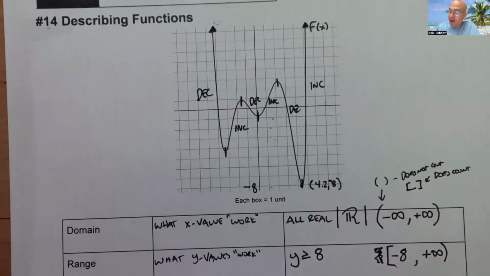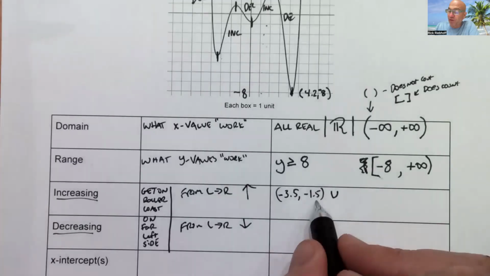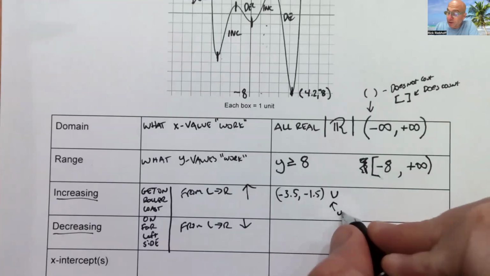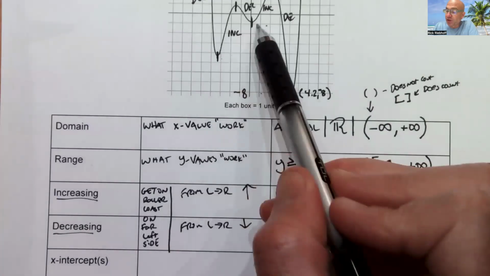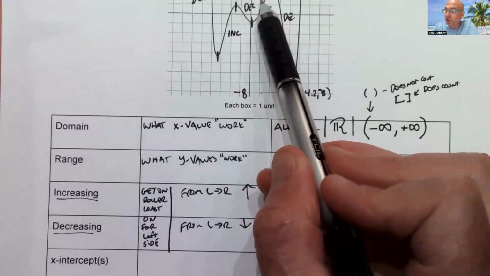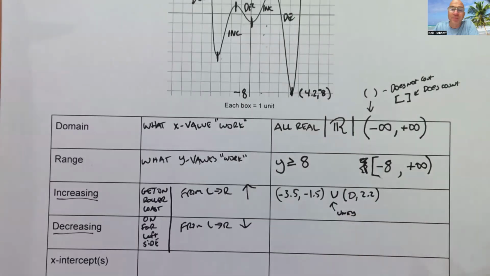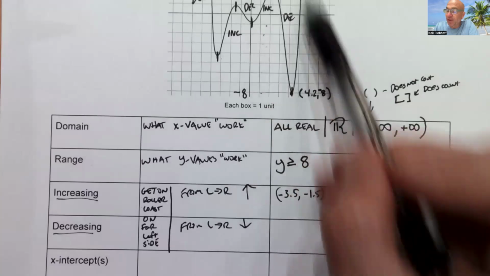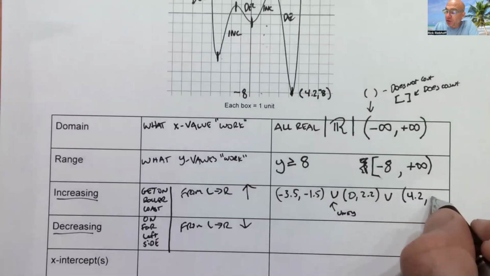I'm going to unite that. Oops, sorry. I'll make sure I show you that. So from negative 3.5 to negative 1.5. And then I'm going to use this. It means unite, right? We're also saying or, right? The next one is from, I'm going to call it 0 to 2.2. So 0 comma 2.2. Doing the best I can here, and that's fine if you do the same thing. Then we decrease, and now it goes up, and that looks like from about 4.2 and beyond. So 4.2 to positive infinity. It's going to increase from that point on.